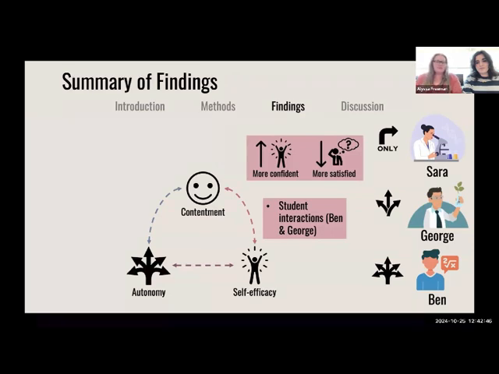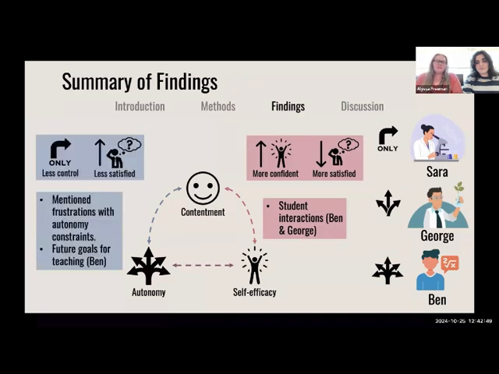And thinking about the relationship between autonomy and contentment, we saw that all GTAs mentioned particular frustrations with their autonomy constraints, but the only GTA who did identify in the interview future goals for their teaching was Ben, which could be related to his perceptions of having high autonomy in the classroom.